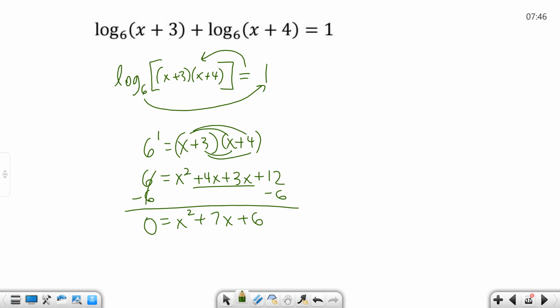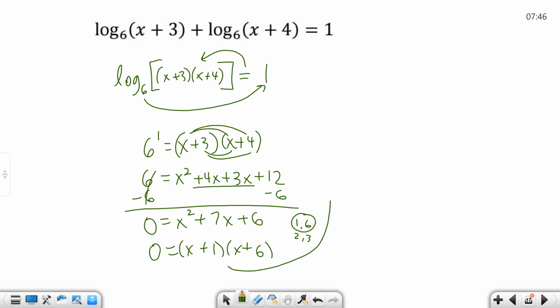Okay? I mean, I want it to factor real bad, right? Because that just makes it simpler. So x and factors of 6 that add to give me 7. 1 and 6 or 2 and 3. 1 and 6 add to give me 7, right? And the signs are both positive. So plus.